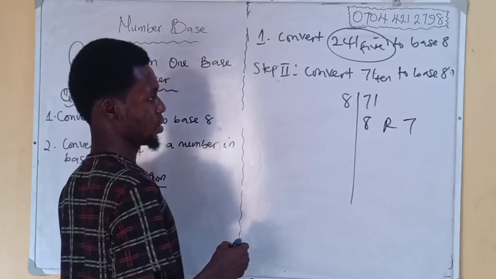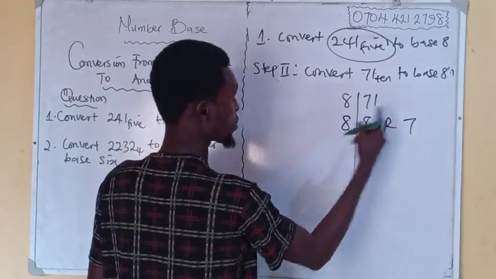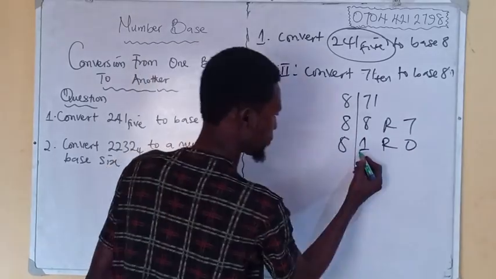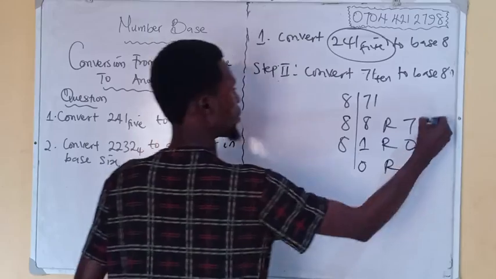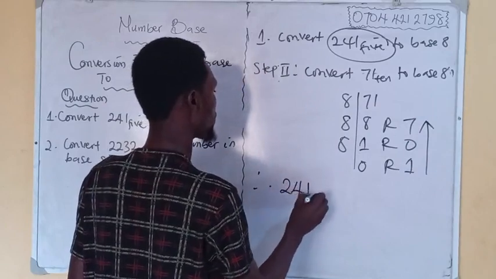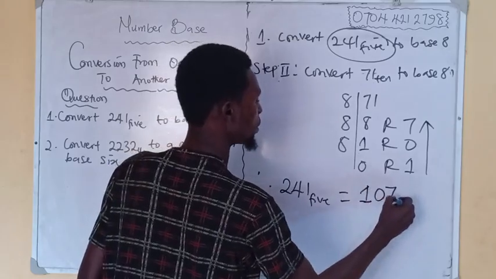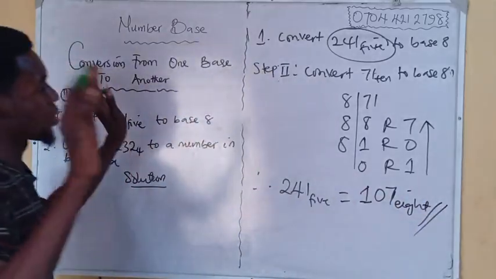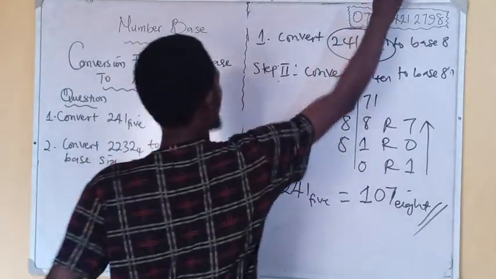8 goes into 8, sorry, 1, remainder 0. And 8 goes into 1, 0, remainder 1. So meaning that your answer is 107. So you have, therefore, my 241 base 5 is the same as 107 in base 8. Is that okay? All right. So we go to the next one.